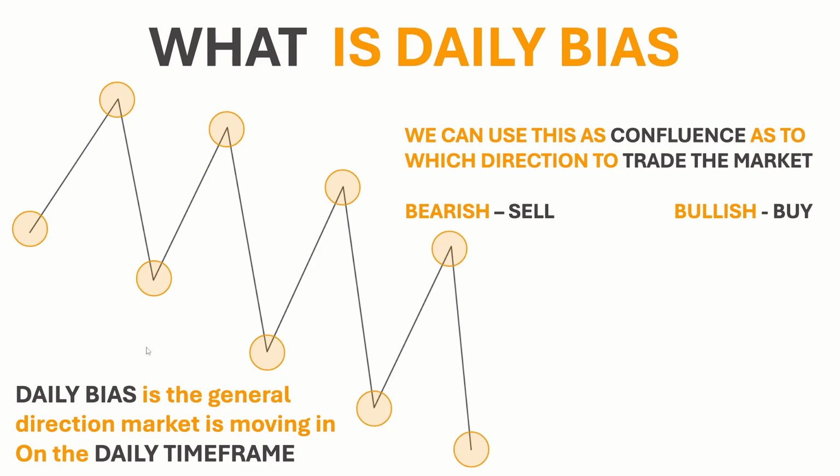Now guys, daily bias is the general direction market is moving in on the daily time frame. If we're on the hourly time frame, that is our hourly bias. So we can use this as confluence as to which direction to trade the market. If market is moving bearish, we want to trade pro trend and start to look for sells. If market is moving bullish, we also want to trade with the trend rather than against it, and we want to look for buyers.